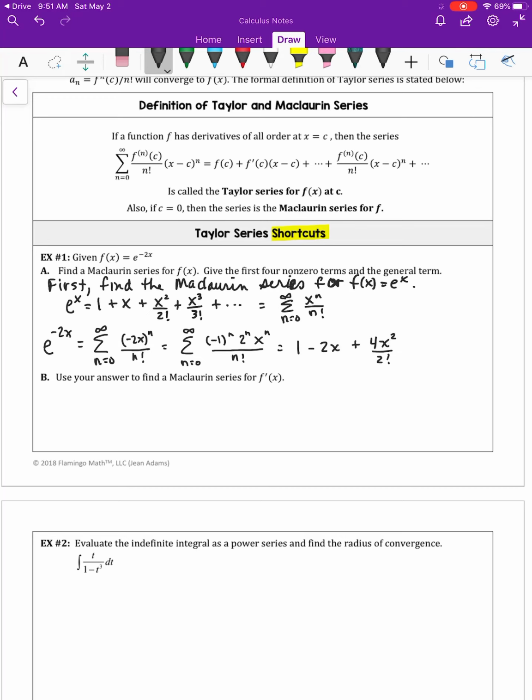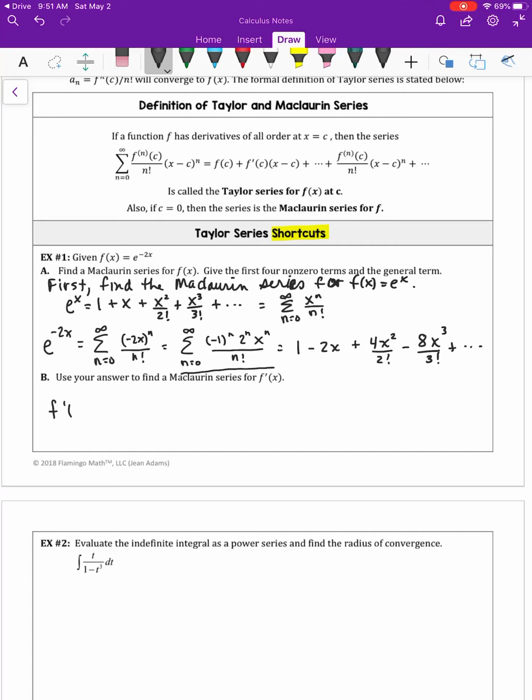So if you put 0 in, you should get 1. If you put 1 in, you should get -2x. If you put 2 in, you should get positive 4x^2 over 2 factorial. If you put 3 in, you should get -8x^3 over 3 factorial. And you could just keep going. But there's your Maclaurin series, there's your first 4 non-zero terms, and our general term was this right here, okay?